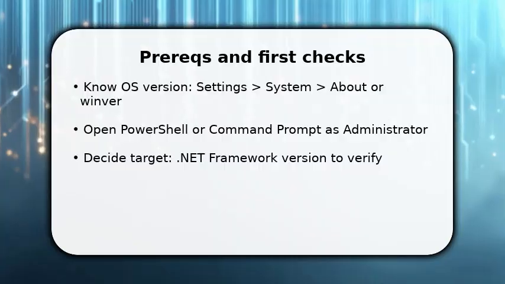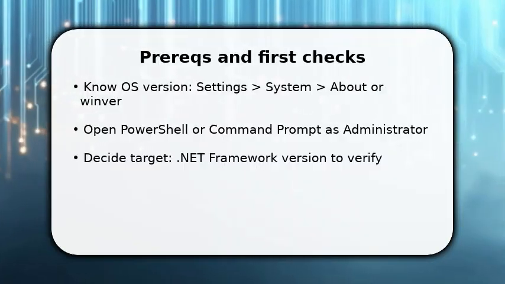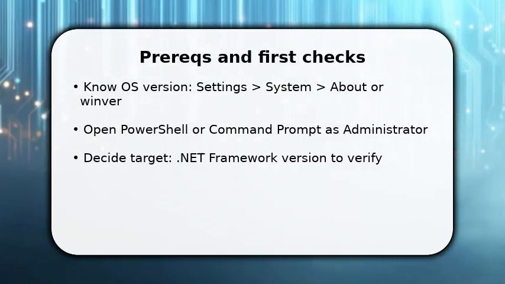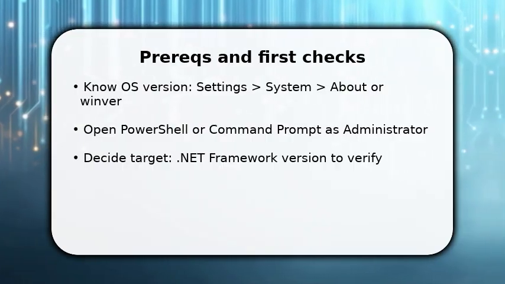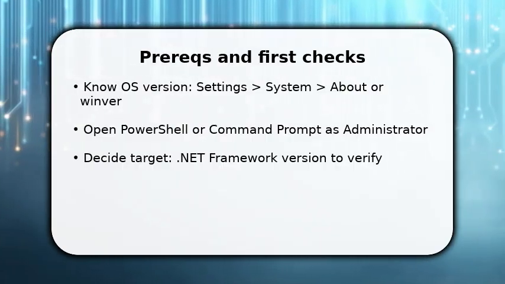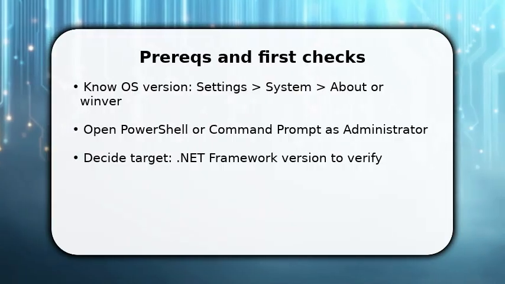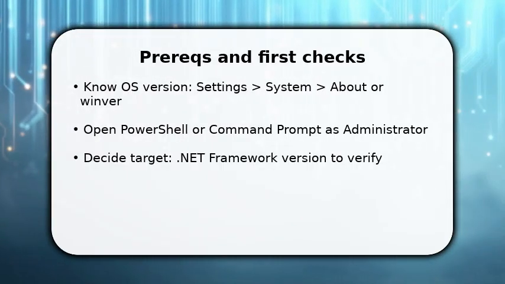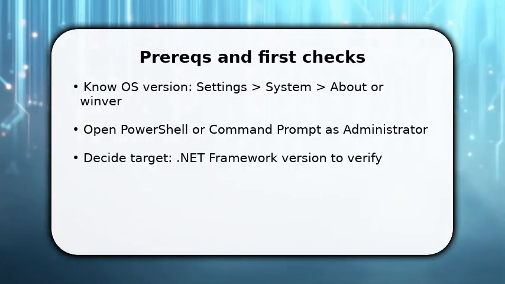Enjoy the video. You start by confirming prerequisites. Know which Windows build you have and which .NET version you expect. Open PowerShell or Command Prompt as administrator now. This avoids permission errors. Once done, decide whether you'll check registry entries or use the clrver/PowerShell commands.